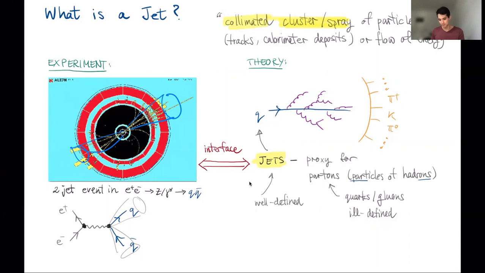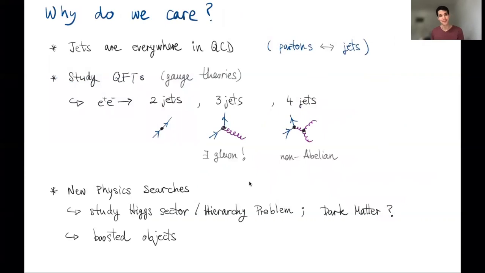As we will go into in a bit more detail later, partons themselves are ill-defined concepts perturbatively, whereas jets are well-defined if done properly, and as such, these jets serve as an interface between experiment and theory. So now that we have a picture of what a jet is, why do we care?